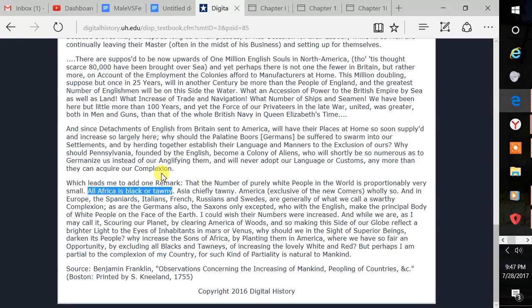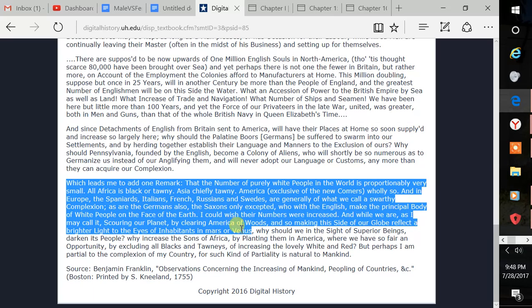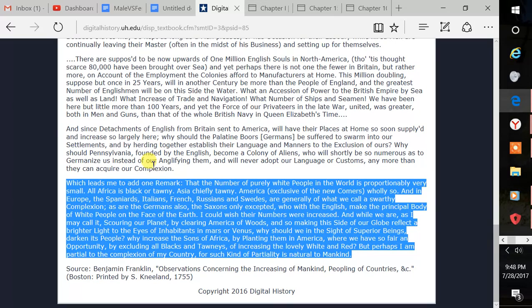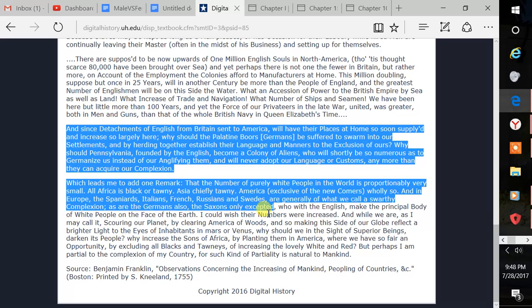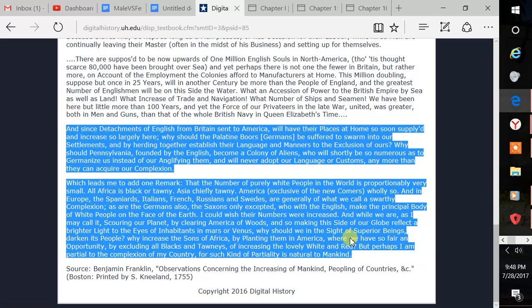So to go on further now, I want you guys to take note of this particular document. You have to have watched part one to get this document, but all the same, I'm going to just highlight the portion that is of necessary importance that you should read. Let me just see if I can highlight the whole portion right there. And I want you to take note of Benjamin Franklin's words, that he wishes that his numbers, that means the white numbers, will increase, and while we are, as I may call it, scouring the planet. Okay, see that? Scouring the planet.